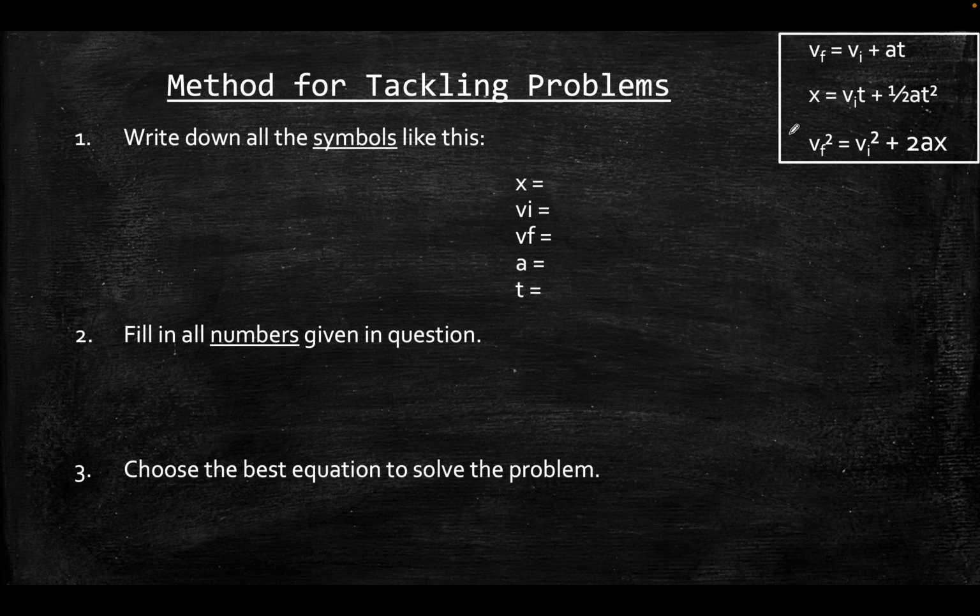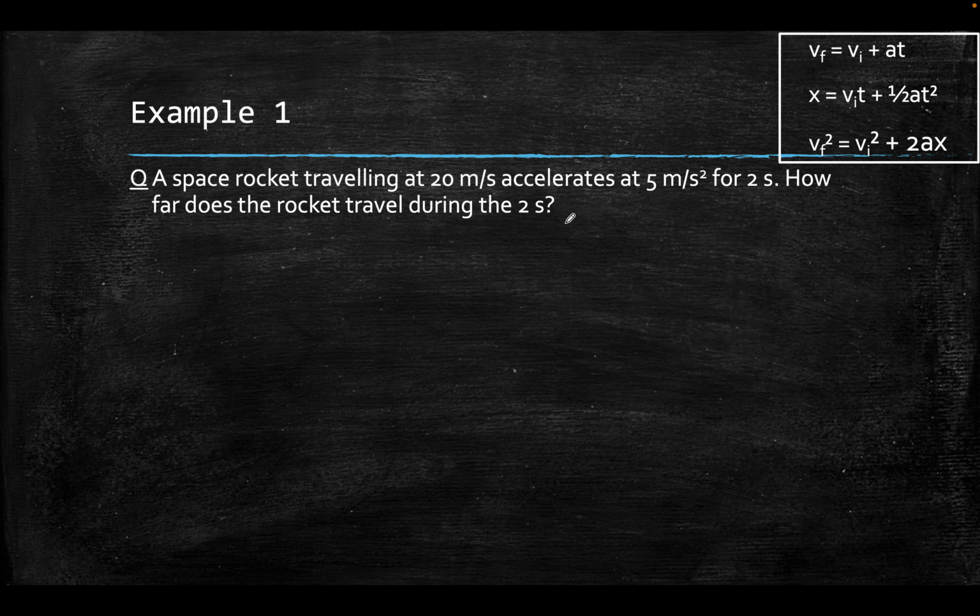And then you choose the best formula based on the numbers that you have and what you are looking for. Here is an example. A space rocket's traveling at 20. It accelerates at 5 for 2. How far does it go during the 2? So, we want to know x. We have Vi, we don't know Vf. We have a, and we have t.